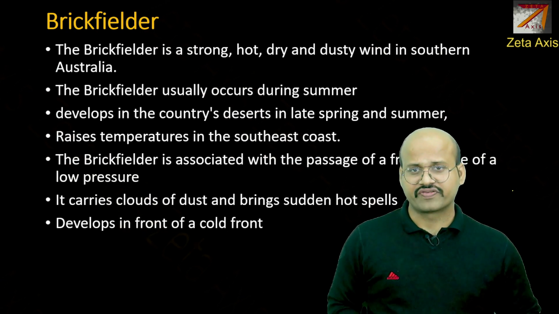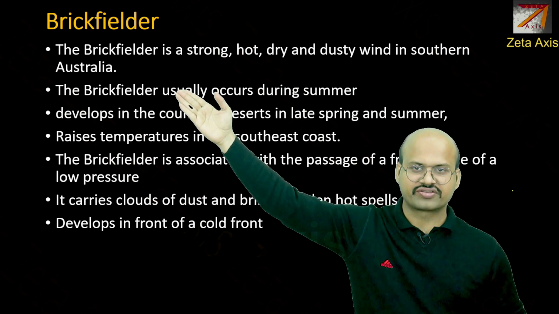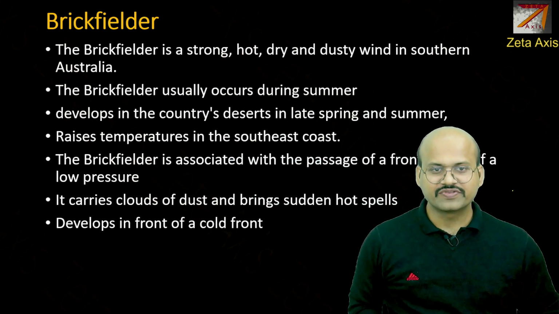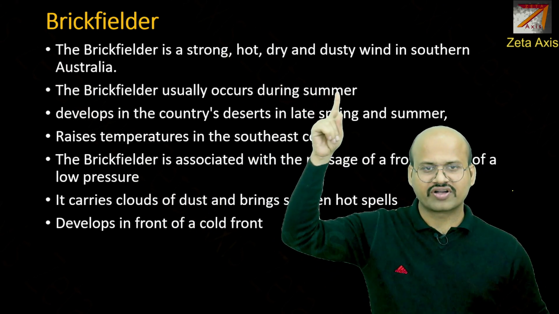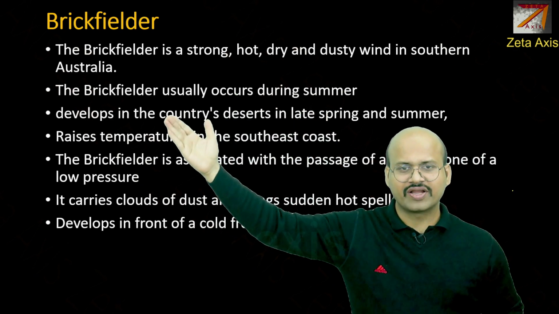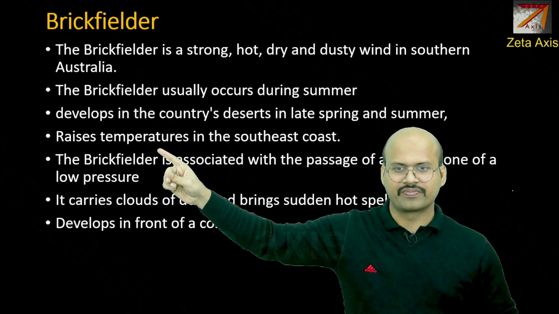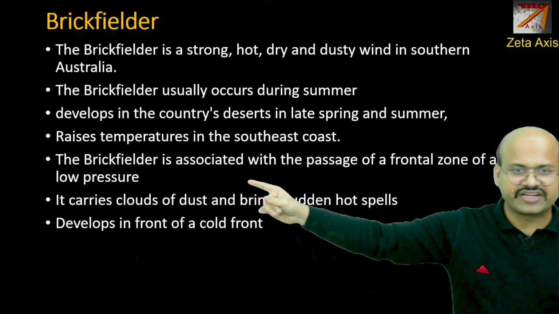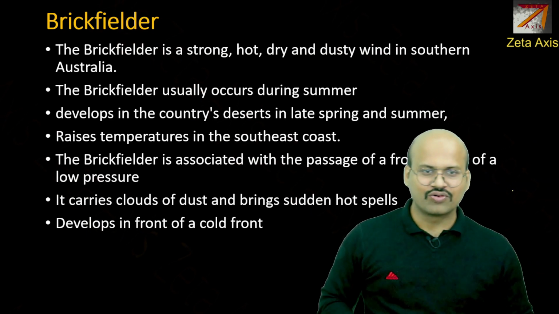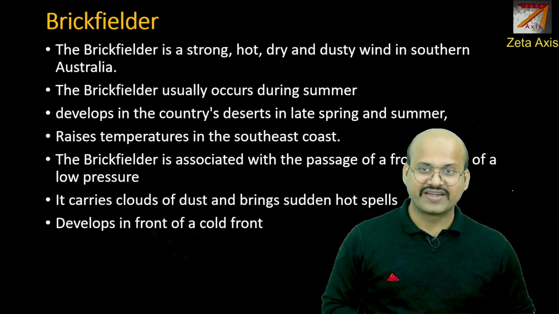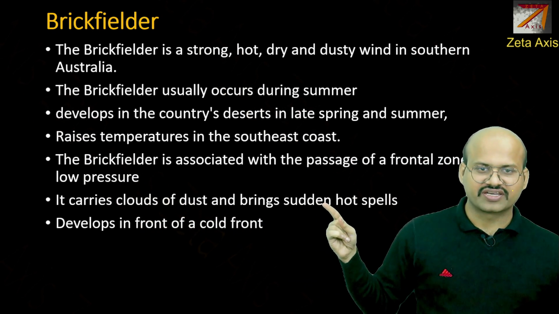Here is the summary of it. Brickfielder is a strong, hot, dry and dusty wind in southern Australia. It is dusty because it comes from the mainland where there are deserts. The Brickfielder usually occurs in summer and develops in the desert region. It raises the temperature because it is warm air, and it is associated with the passage of a frontal zone. So we have seen how the warm front is moving, and behind it we find Brickfielder. It carries clouds of dust and brings sudden hot spells.